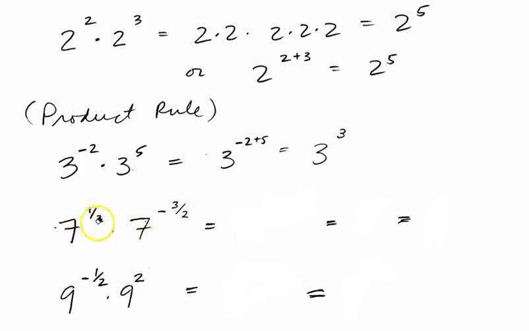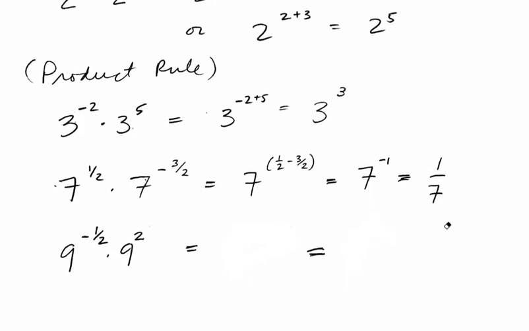Let's try one with fractions, and it doesn't matter that it's a fraction here. We're just going to do the same operation. We've got common bases. Our base is 7, and we're just going to add 1/2 and negative 3/2. That would come out to 7 to the negative 1 power. And a negative exponent, we can turn into a positive by inverting the base, by writing its reciprocal. I didn't put the 1 exponent right there. Generally, we don't write a 1 exponent, because if we did, we'd be writing them all the time.